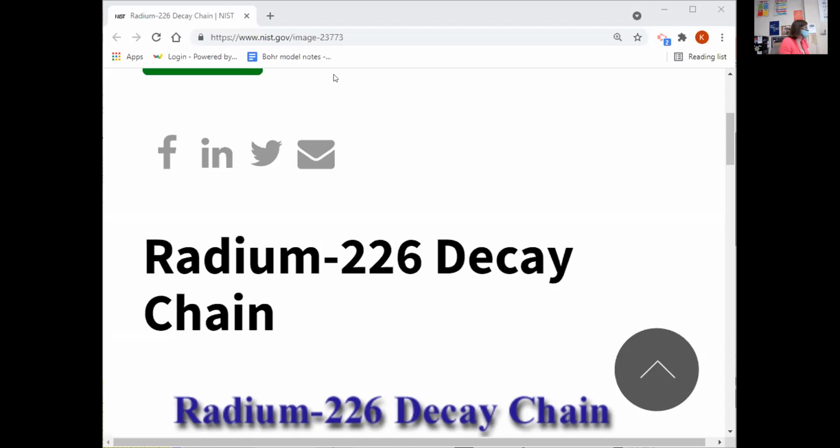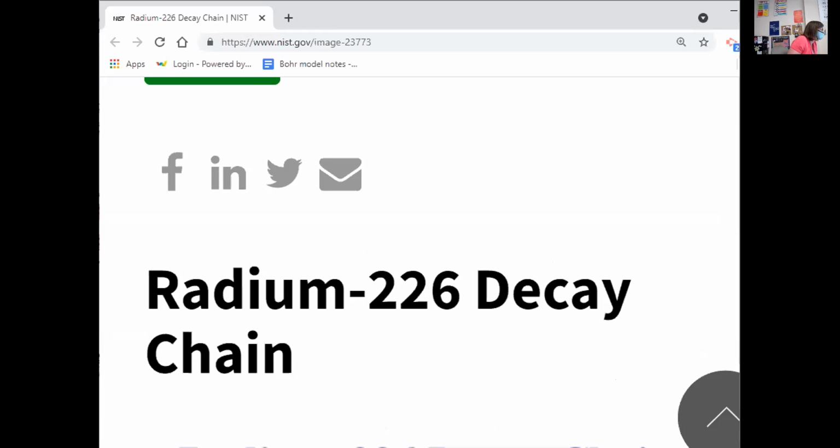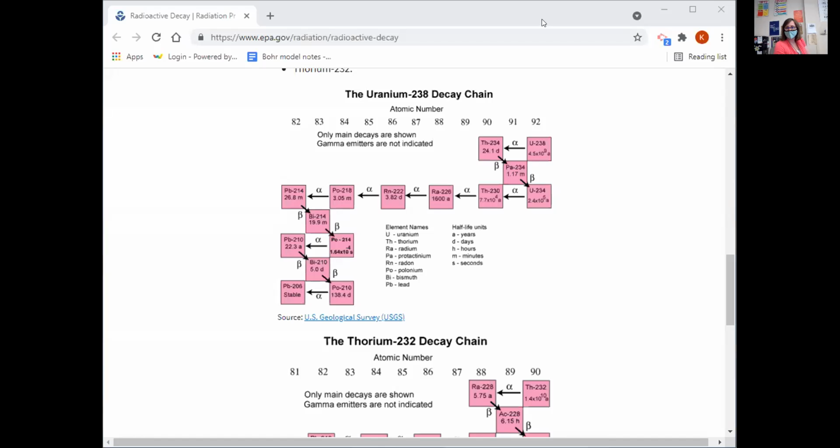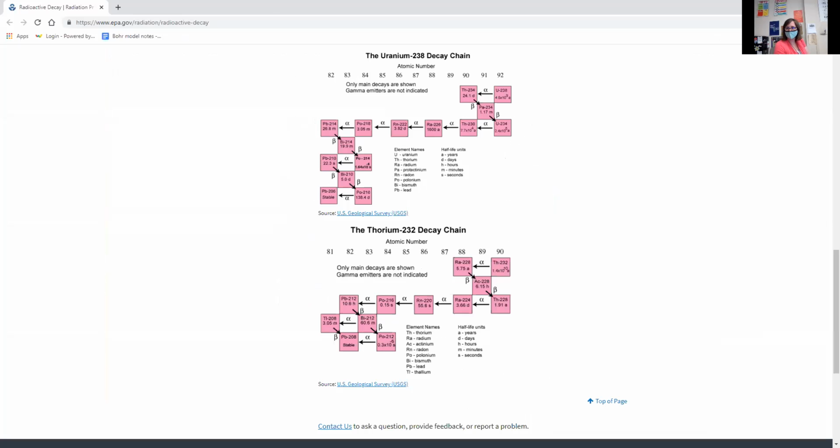Somebody asked me last period, oh, let me show you uranium-238, because that's a really interesting one. Let me open that one. Interesting for a few reasons. Oh, here it is. All right. So here's uranium-238. I'm going to make it a little bigger.